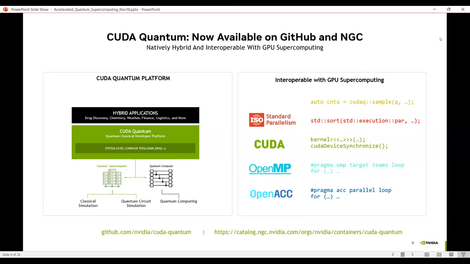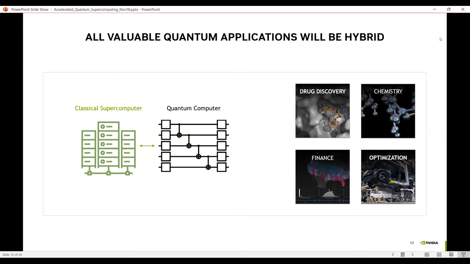And at the bottom, if you see, we have given the link, NGC container, it's free to download, and one should go there and read. There are more details available there in the NGC container, right? As I said, nowadays we use various kinds of parallelism on classical also to exploit the performance from the available architecture. So CUDA-Quantum supports all these standards, say CUDA, OpenMP, OpenACC, standard parallelism. And as everyone talks about, these are the four domains: drug discovery, chemistry, finance, optimization. There we will see the quantum advantage very soon.